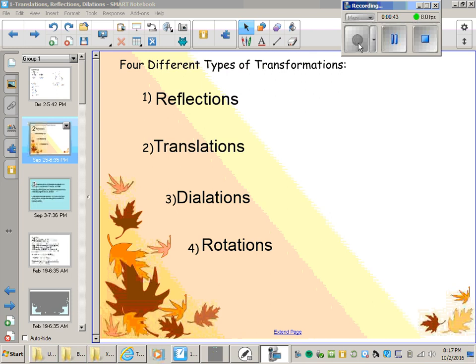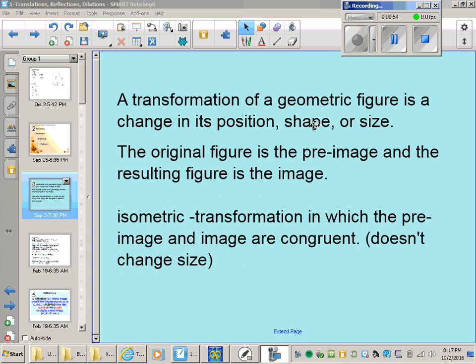Today we're going to be talking about transformations, and specifically reflections, translations, and dilations. Tomorrow we'll be talking about rotations. So a transformation is a change in its position, shape, or size. The original figure is the pre-image, and the resulting figure is the image. An isometric transformation is when your pre-image and your image are congruent. That means they do not change size.